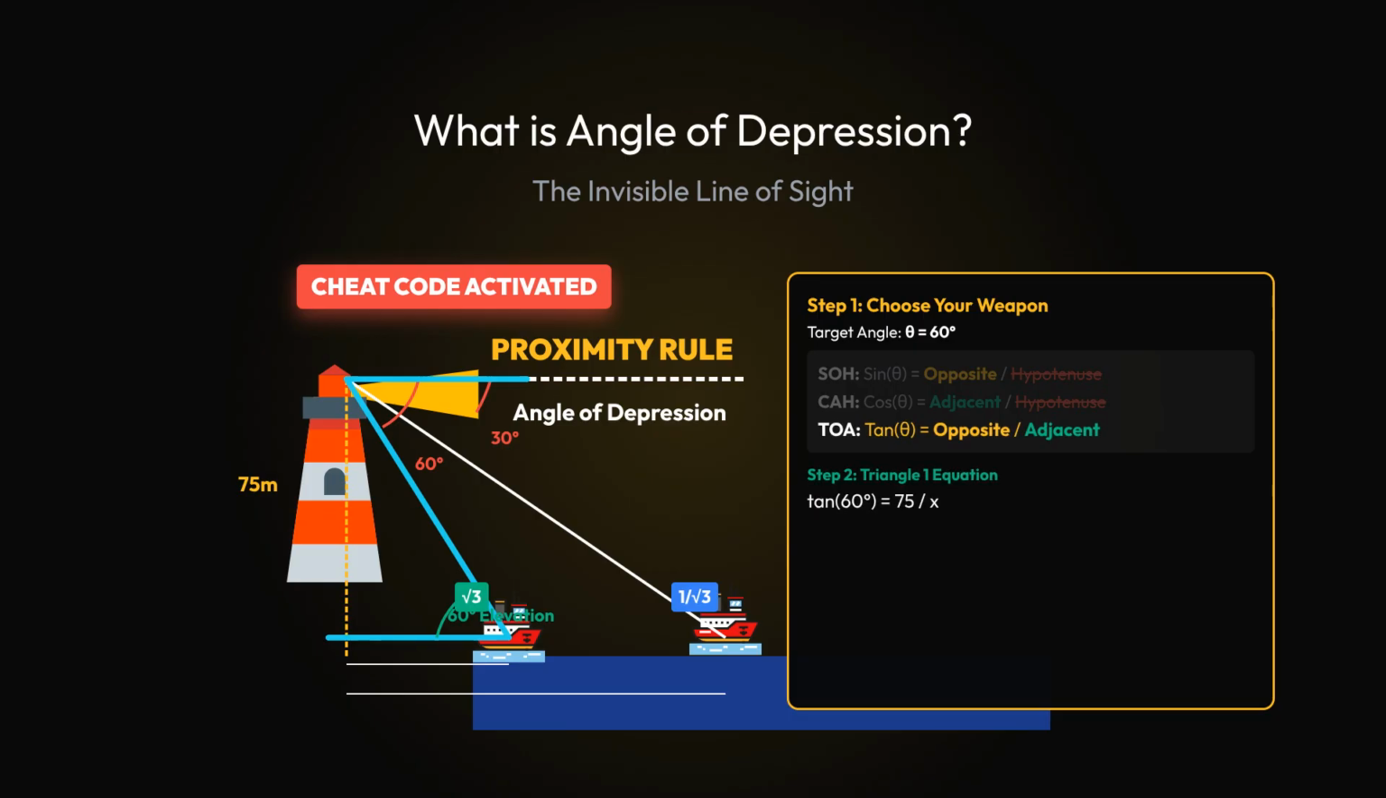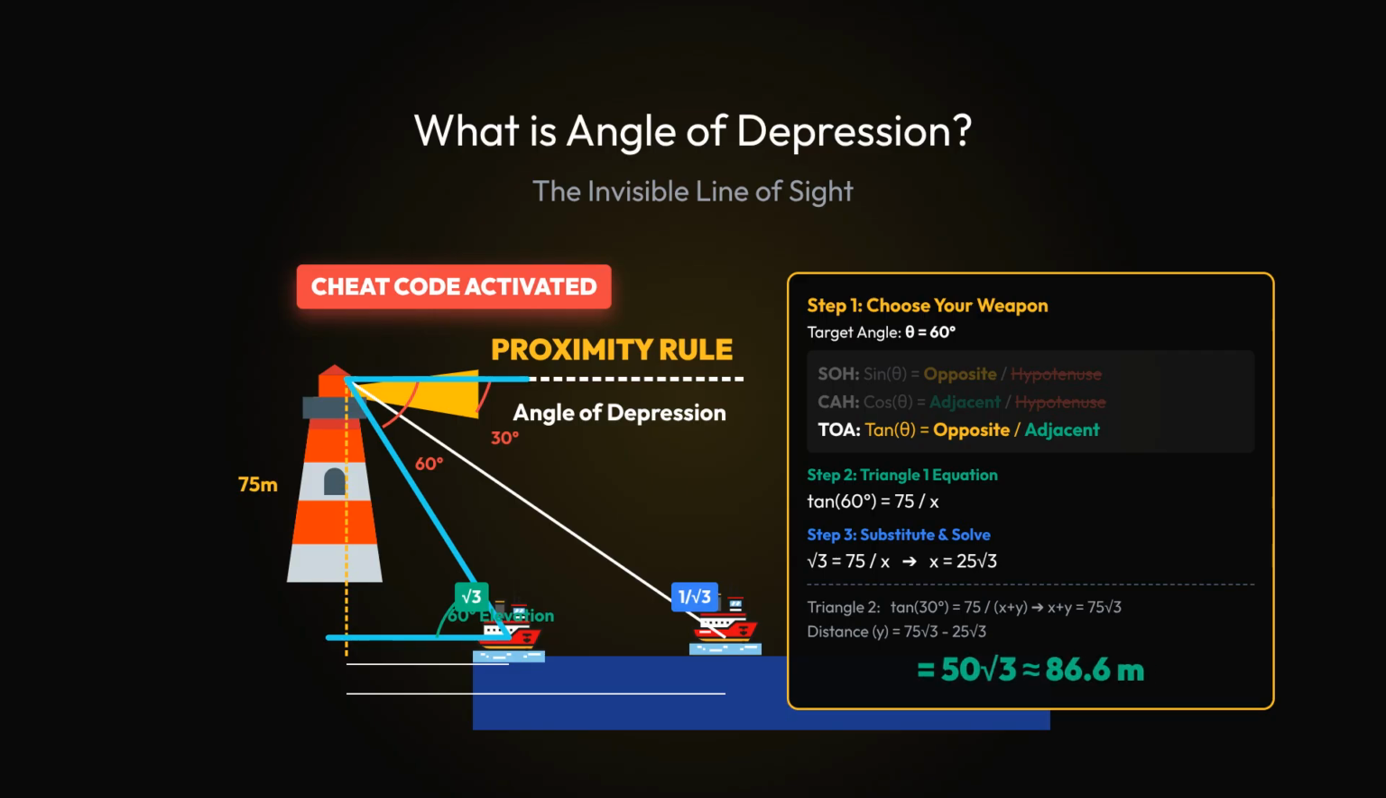Step 2. Tan 60 equals 75 over x. Step 3. Substitute tan 60. We know that tan 60 equals root 3, therefore x equals 75 over root 3, which is 25 root 3. Now for the second triangle, tan 30 equals 75 over x plus y, so x plus y equals 75 root 3. Distance is 75 root 3 minus 25 root 3, which is 50 root 3. Final answer, 86.6 meters. 5 marks secured.